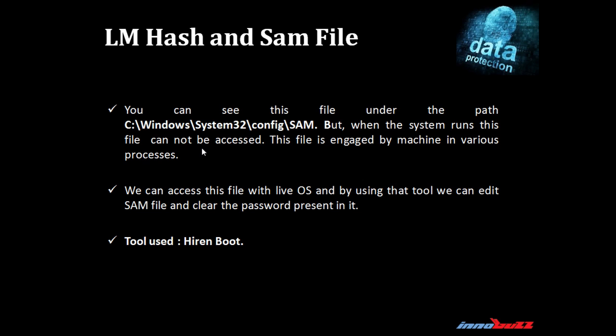You can see this file under the path c:/windows/system32/config/sam. But when the system runs, this file cannot be accessed. This file is engaged by the machine in various processes. We can access this file with a live OS, and by using this tool, we can edit the SAM file and clear the password present in it. The tool which is mostly used for this purpose is Ironboot.